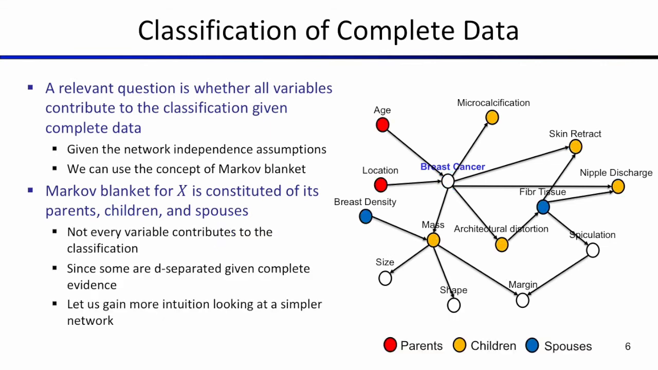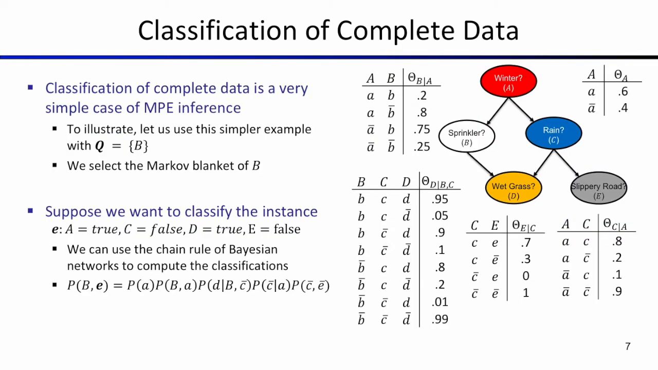Okay, so basically this is the same information that we had before, a little bit better organized. Let's take a look at that simpler example. I think that it will help us to understand this idea a little bit better. So we can use this very simple toy Bayesian network in order to get a better understanding. And in this network, we have the variables winter, sprinkler, rain, wet grass, and slippery road.